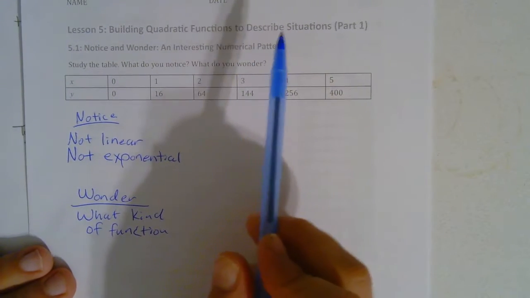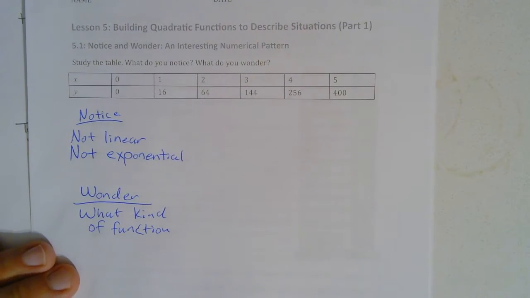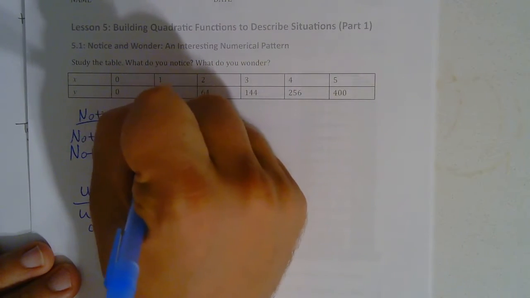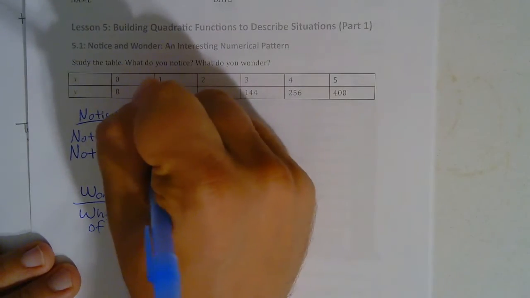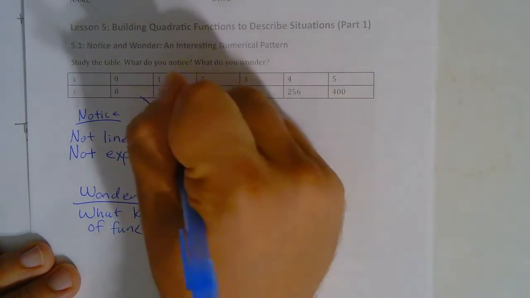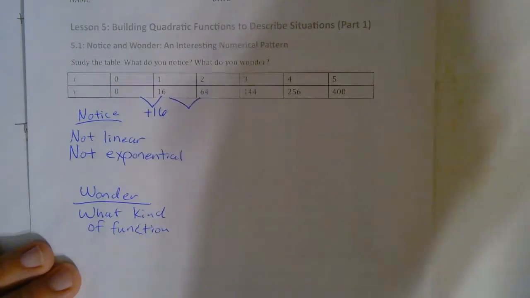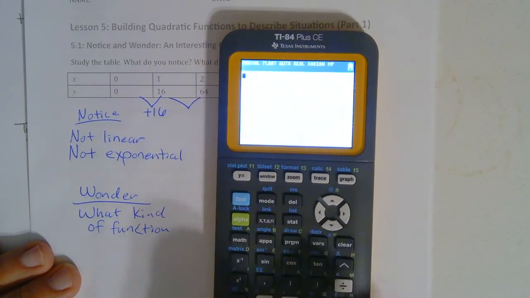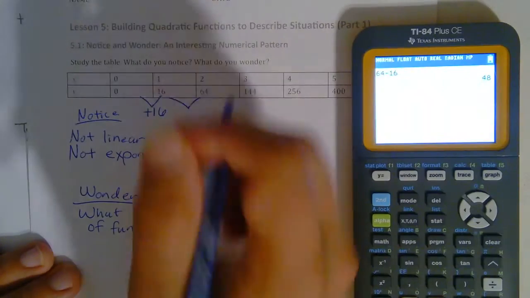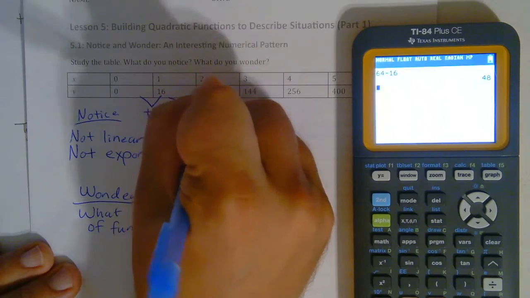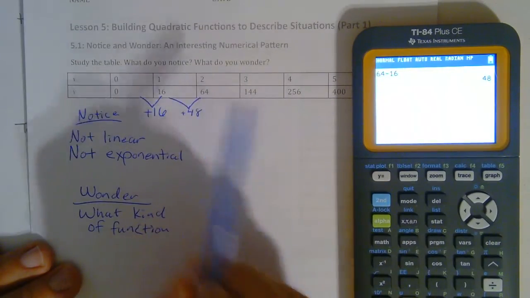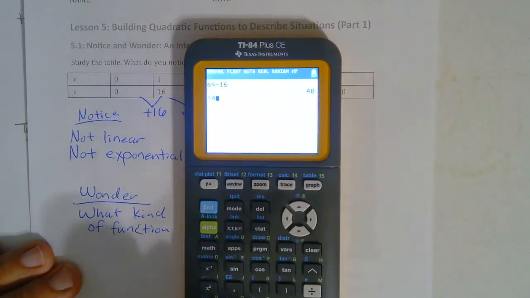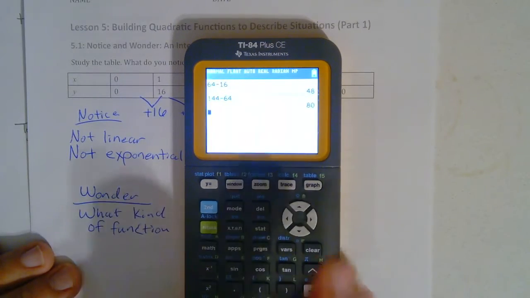So looking at this, it's going to be a quadratic function. And then let's look at some of the patterns. So if I go from 0 to 16, I added 16. Now to find the difference between 16 and 64, what I can do is take 64 and then subtract off 16. I get 48. Then here I can take 144 and subtract off 64. And I get 80.